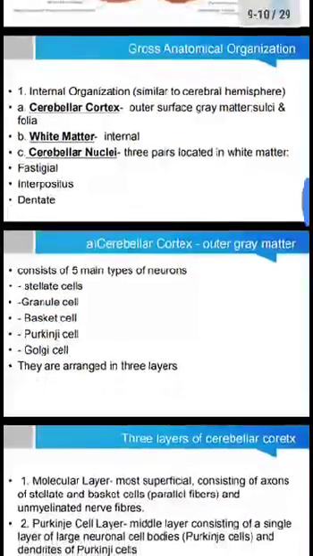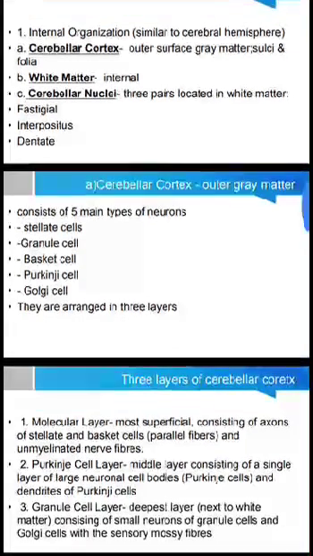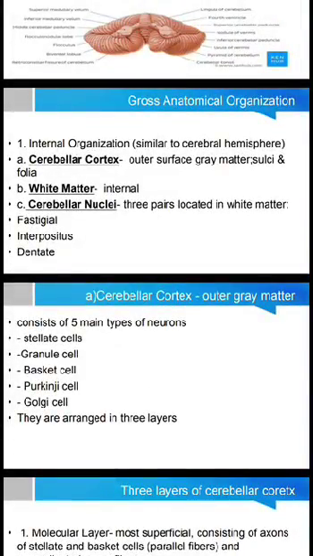The internal organization, if we see, is similar to that of the cerebral cortex. The cerebellar cortex also has outer gray matter and inner white matter. It consists of nuclei. There are three pairs of nuclei: the fastigial nucleus, interpositus and the dentate nucleus. Now we are going to see separately the three parts.